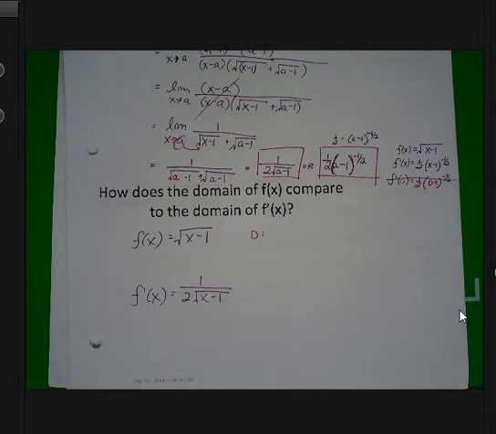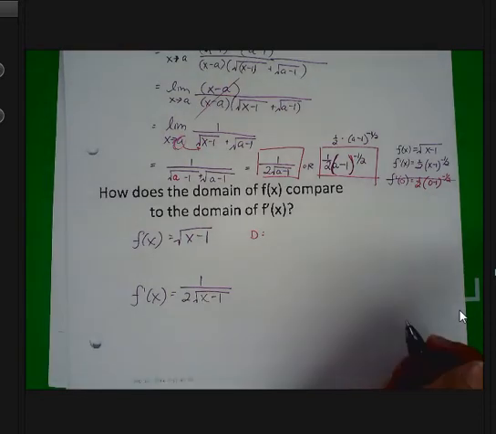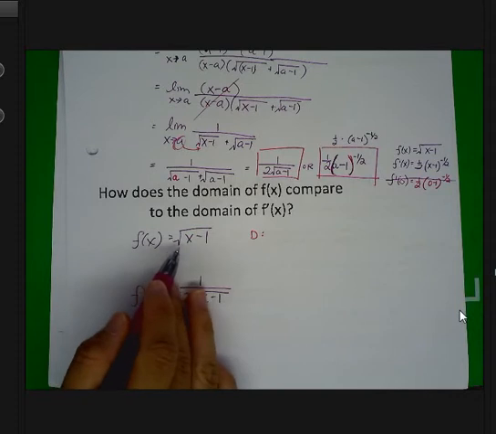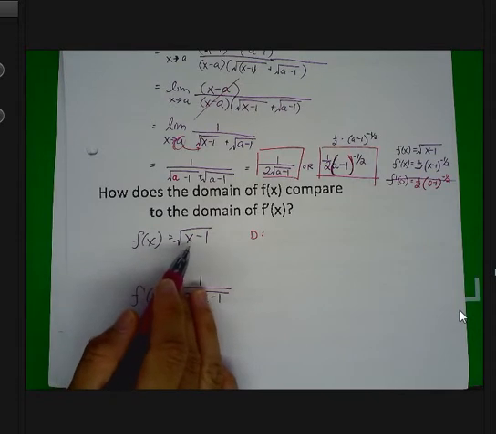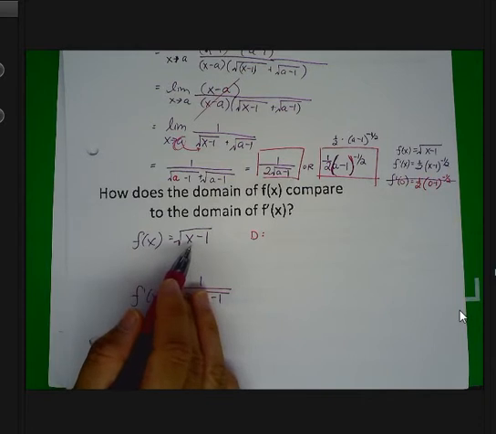What's the domain of the top? Can we pick any x value? Can we put any real number in here? Greater than 1. Greater than or equal to 1, right? Because I cannot have 1/2 because 1/2 minus 1 is negative.